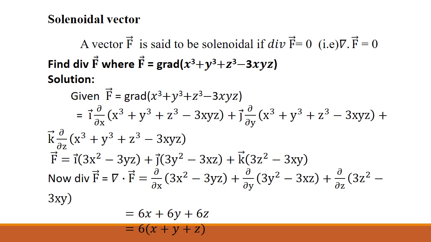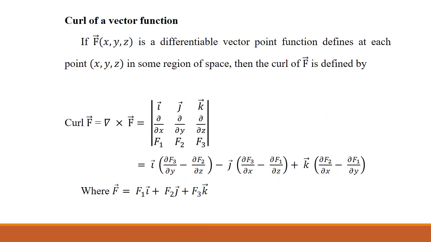Here finding del dot f vector means dou by dou x of 3x square minus 3yz plus dou by dou y of 3y square minus 3xz plus dou by dou z of 3z square minus 3xy. Therefore finally, differentiating with respect to x, then y, then z, we get 6x plus 6y plus 6z. Therefore del dot f vector equals 6 into x plus y plus z.